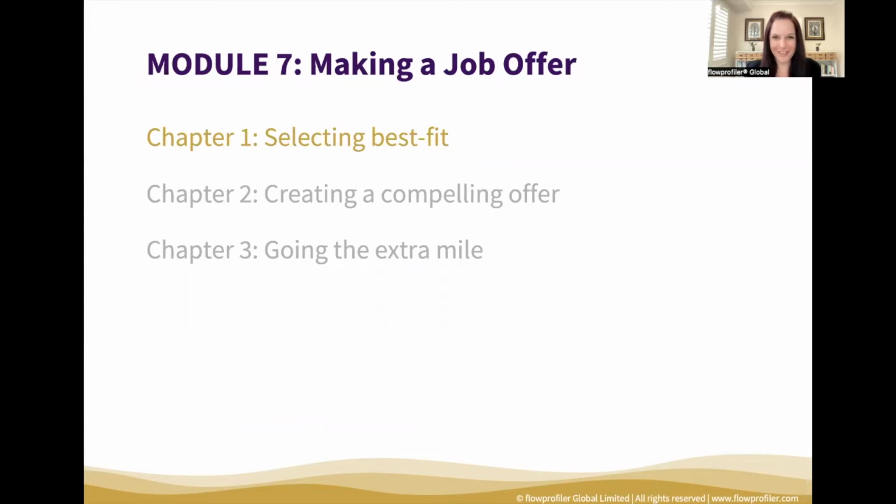Now, this is going to be really useful if you find yourself in a beauty parade where you're competing with several organizations for the attention of a particular candidate. So we'll look at strategies to help you go that extra mile so you stand out.